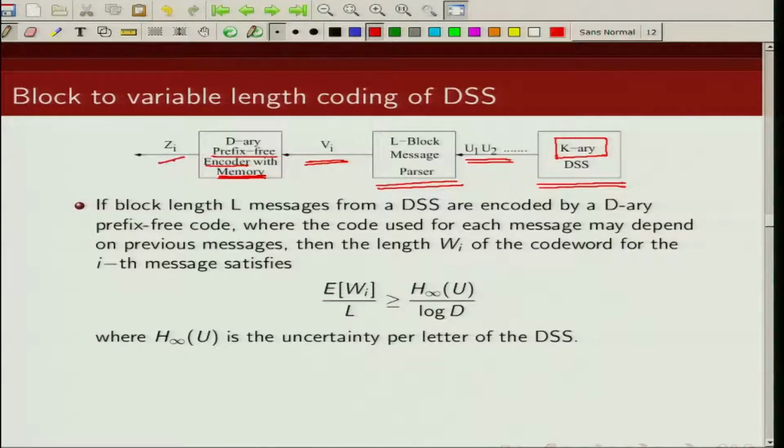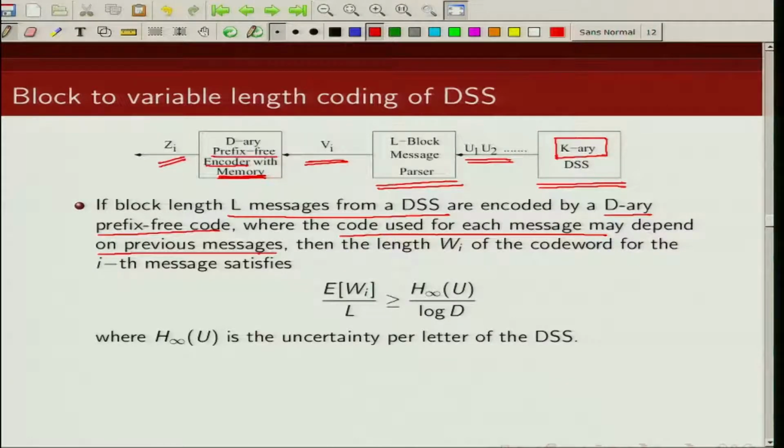And the output of this is my variable length code, which is denoted by Zi. So if block length L messages from a discrete stationary source are encoded using a D-ary prefix free code, where the code used for each of the messages may depend on previous messages.